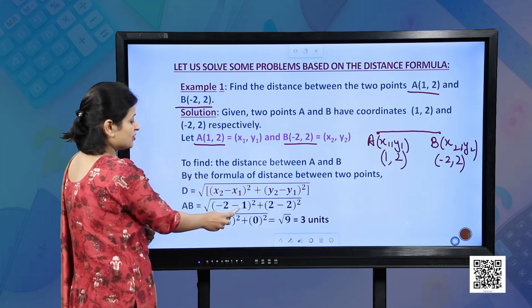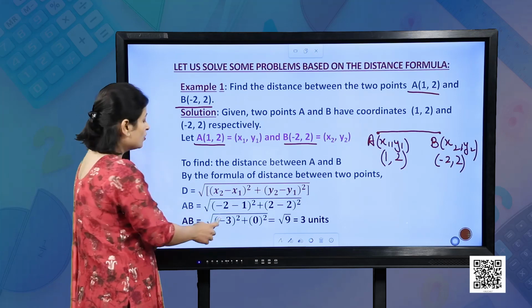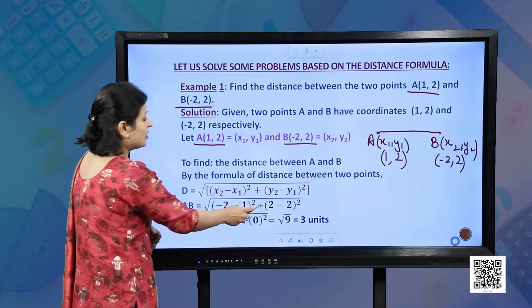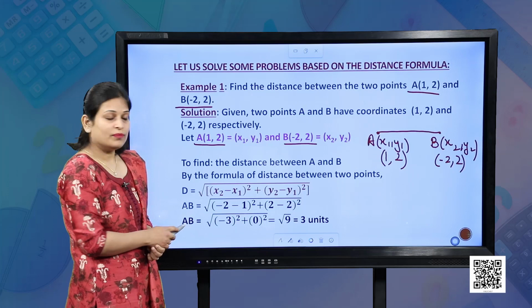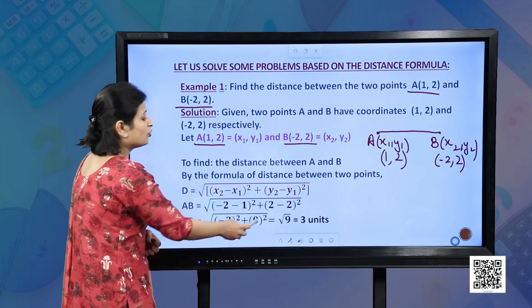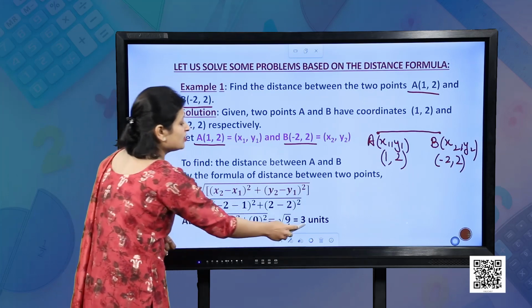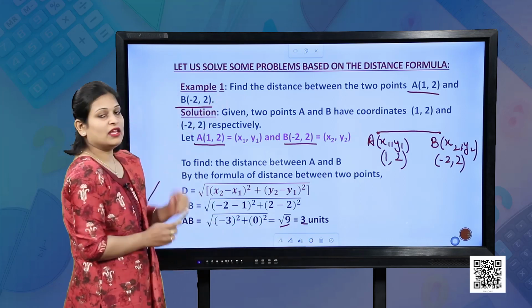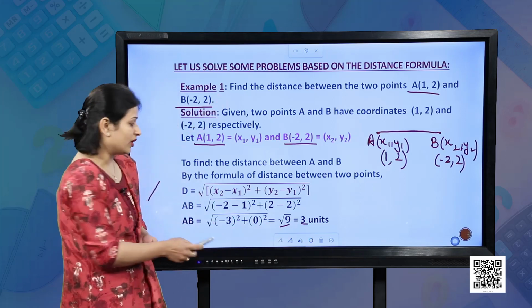So, minus 2 minus 1 will give you minus 3. So, minus 3 whole square plus 2 minus 2 will give you 0. So, plus 0 whole square. You will get square root of 9, which is 3. So, the distance between these 2 points is 3 units.